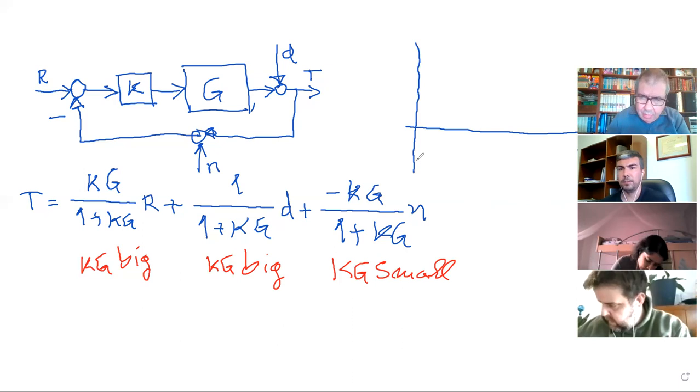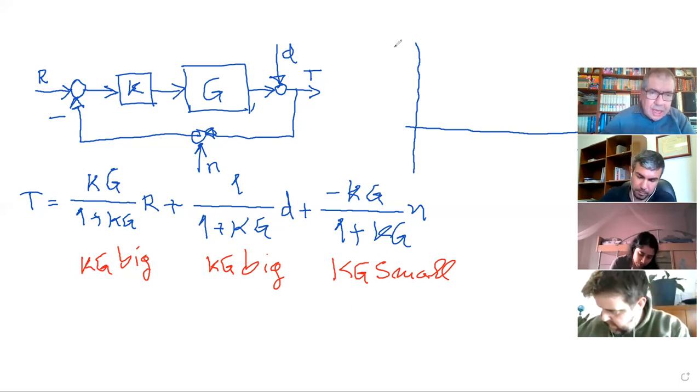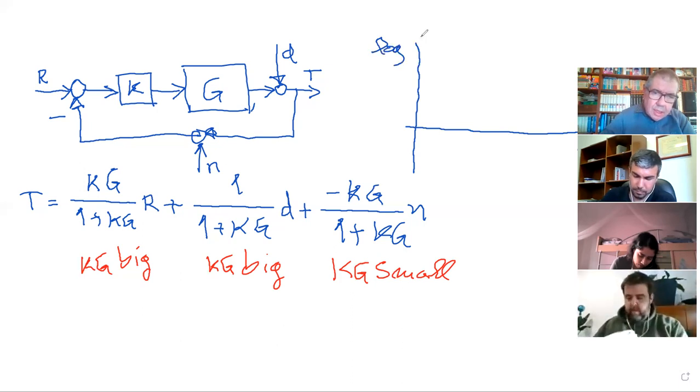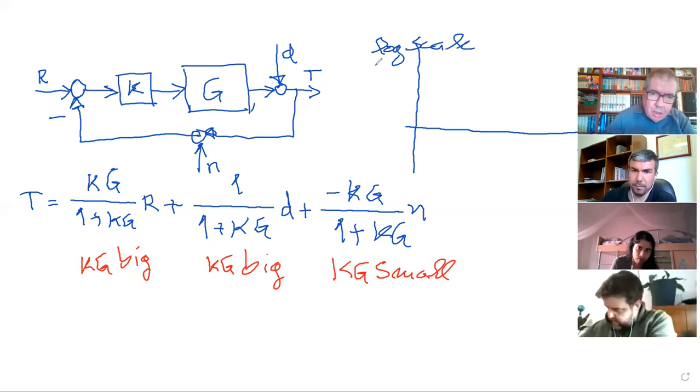And I have K, okay? Now, I will use a logarithmic scale. Where is K, for kg? Where is kg equal to 0? Here?